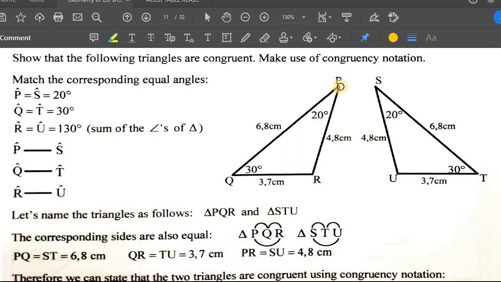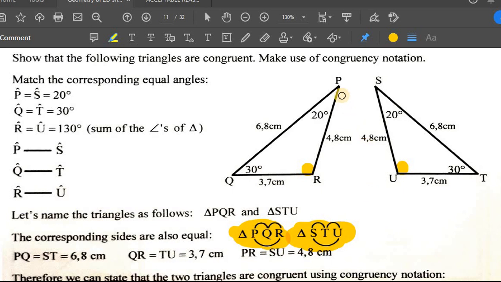You're telling me that let's go to PQR, just using our angles. PQR, we went to 20, 30, then this we said was 130. Let's just put this yellow dot. So we went to 20, 30, yellow dot, 20, 30, yellow dot. So I'm saying PQR is going to be congruent to 20, 30, yellow dot, STU.